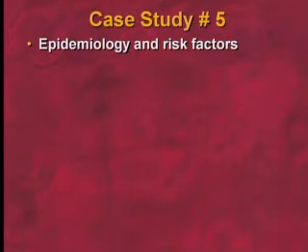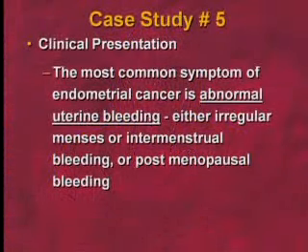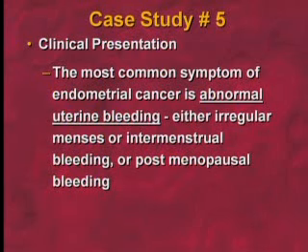We have to remember if our patients have unopposed estrogen, if they're type 2 diabetic or hypertensive, if they're obese, if they smoke, all of those things contribute to our risk factors for women with endometrial carcinoma. The most common symptom of endometrial cancer is abnormal uterine bleeding, either irregular periods or intermenstrual bleeding or postmenopausal bleeding.